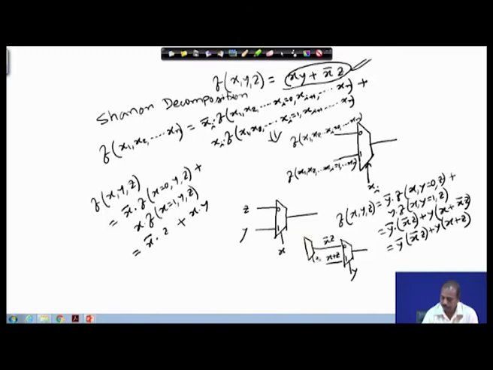if I put x as the select line, then when x equal to 0, this is z, and when x equal to 1, this is 0. So, I can do it like this, and for realizing this x plus z, again I can do it using Shannon decomposition around x. So, when x equal to 0, this is z, and when x equal to 1, this is 1.